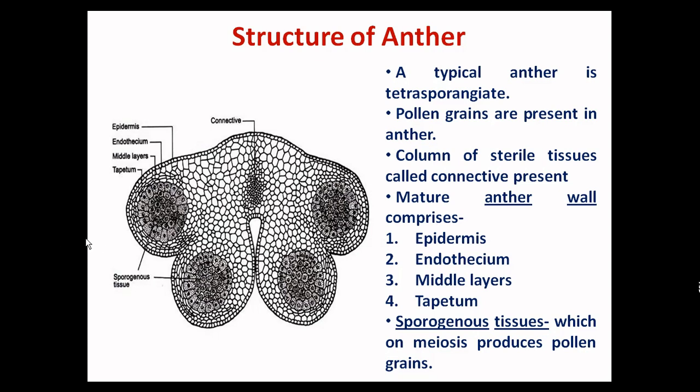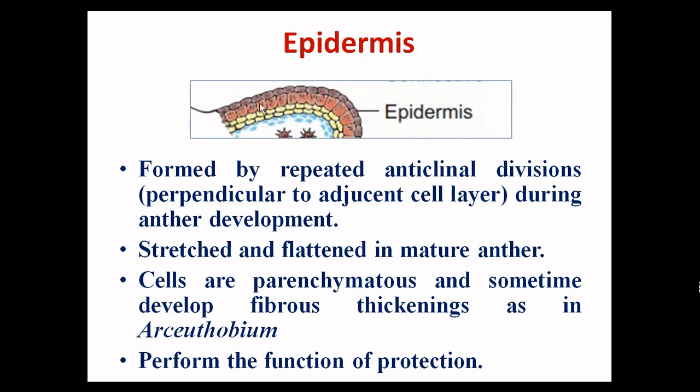The anther has a column of sterile tissue called the connective, on both sides of which there is a pair of sporangia. From a structural point of view, the anther can be divided into two parts: one is the anther wall and the other is the sporogenous tissue. The mature anther wall comprises epidermis, endothecium, middle layers, and tapetum, and the sporogenous tissue, which on meiosis produces the pollen grains. The first component of the anther wall is the epidermis.